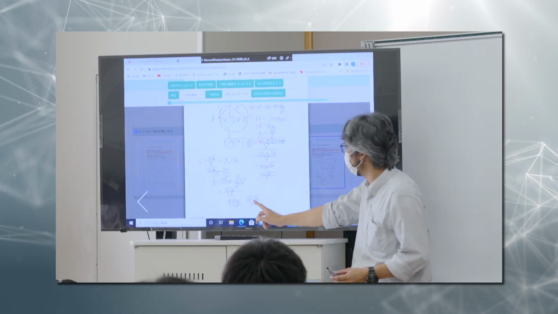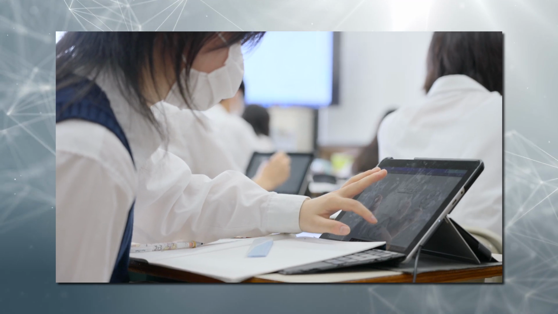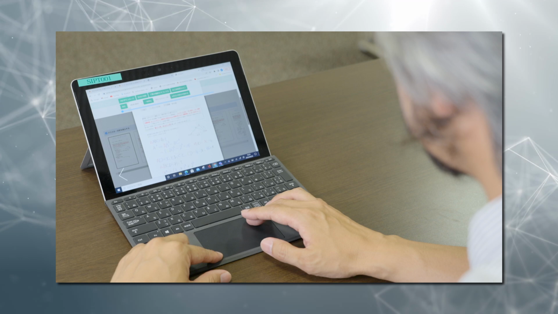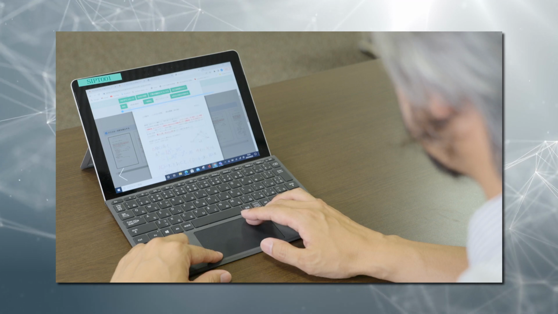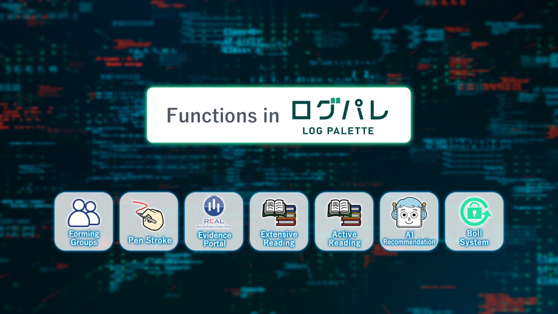When teachers reflect on a course, they can capture a student's comprehension of the course. This enables them to suggest suitable review materials to individuals, improve teaching materials, and use when designing their next classes. Now we will introduce the 7 main functions of Log Palette.